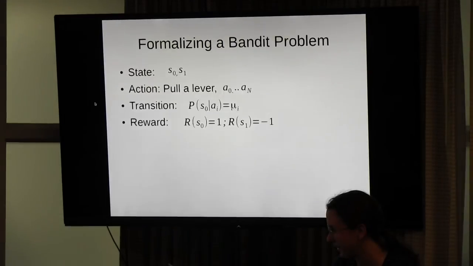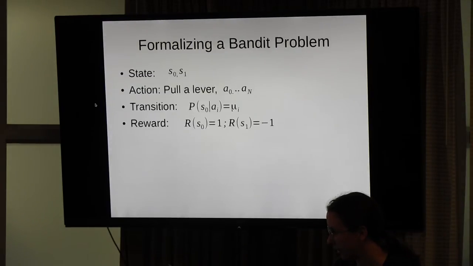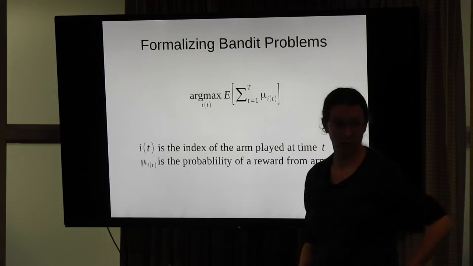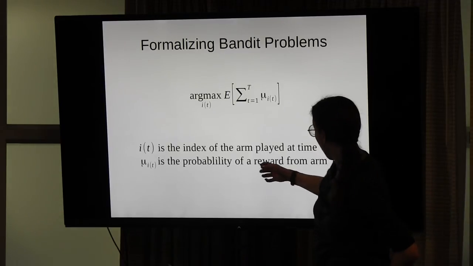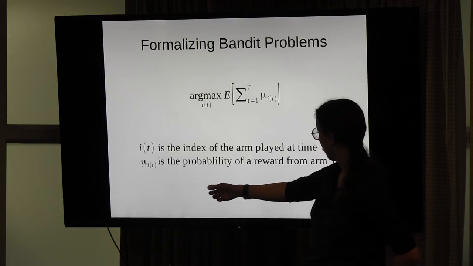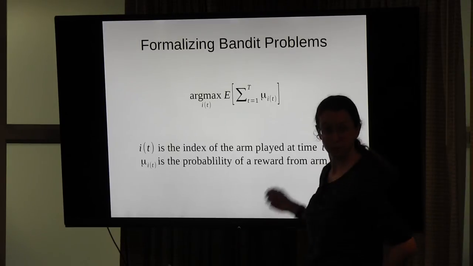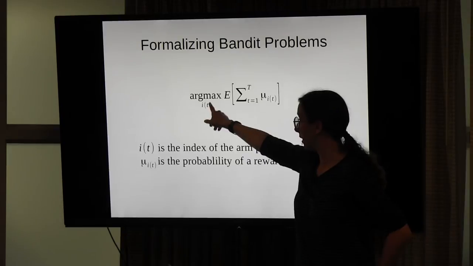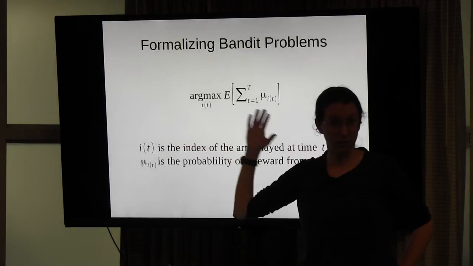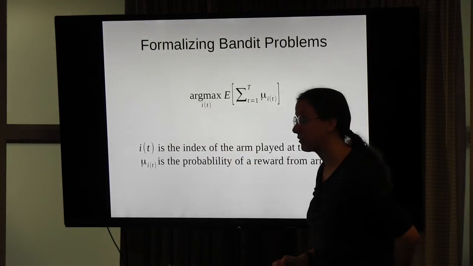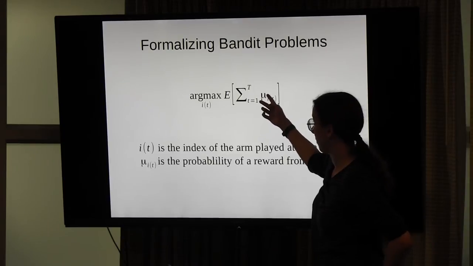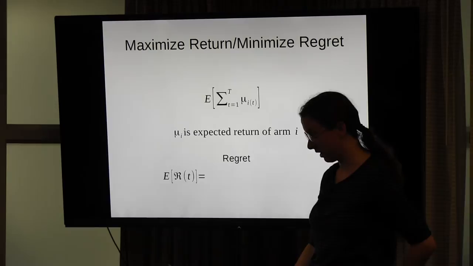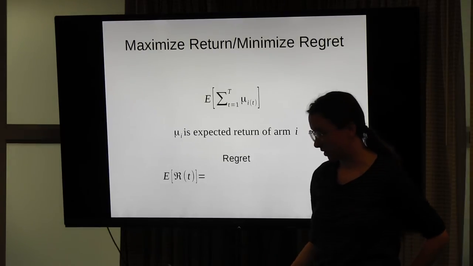What happened? Okay. So what we're trying to do in our bandit problem is maximize our expected return. Here the mu's are the true probabilities of the reward. I sub t is the lever I pulled at time step t, and I'm trying to find this I sub t. That's my policy here. The lever I'm going to pull that maximizes my expected return, the summation of all the rewards that I get over time. People also talk about something called regret.